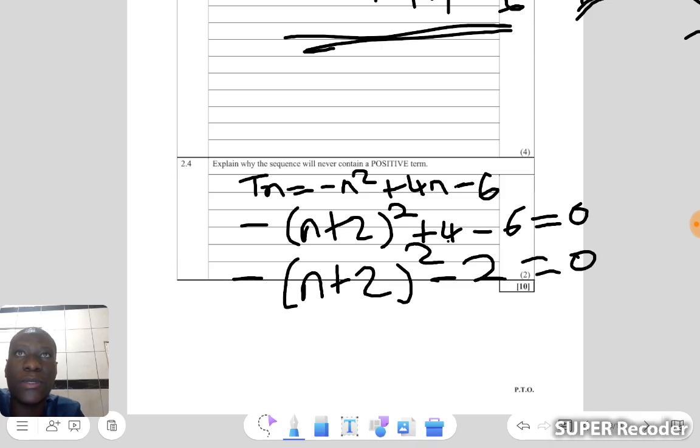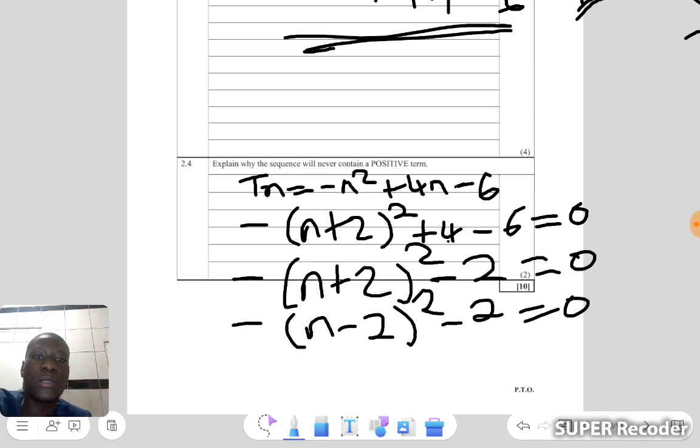So when we go further, our last step will be negative n minus... This negative will multiply whatever is inside here. That's why the sign is changing. Squared minus 2 equals 0. All right.